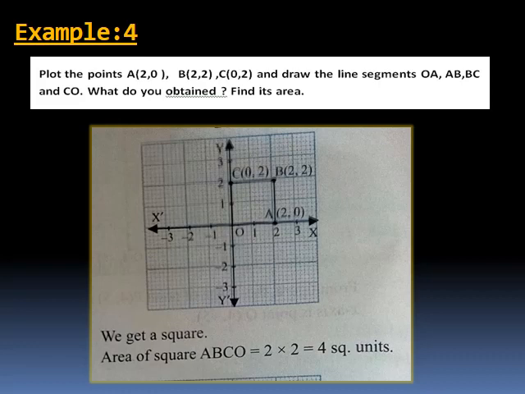Now we can find the area of the square. The side of the square is 2 units because all the sides are equal to 2 units. Then we get the area of square ABCO. Area of the square ABCO is equal to 2 into 2 is equal to 4 square units. Therefore the area of the square formed is 4 square units.